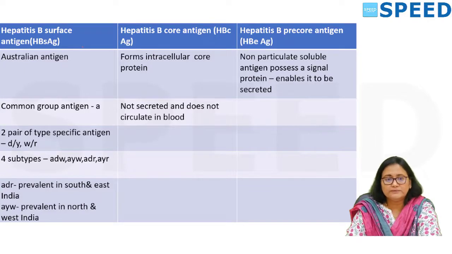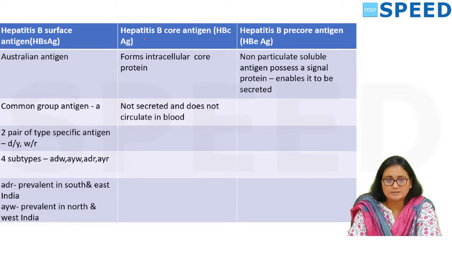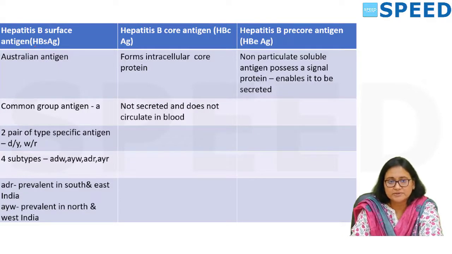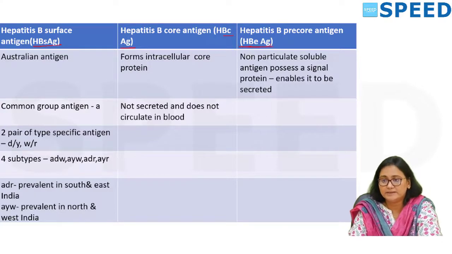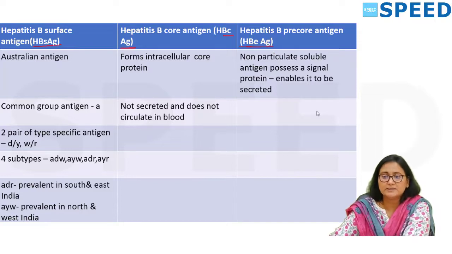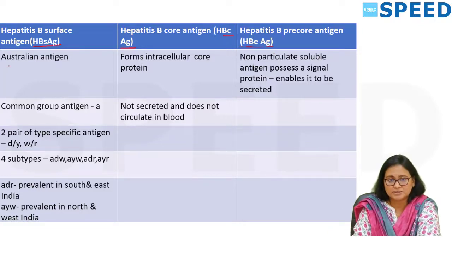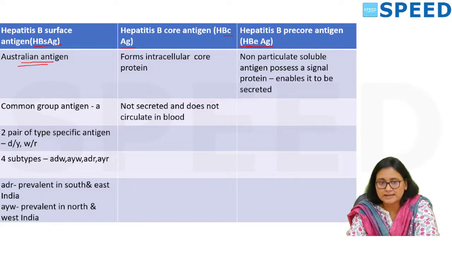So we'll see the features of different antigens which are present in hepatitis B virus. So you have surface antigen, which we say hepatitis B surface antigen. Core antigen, you have HBC antigen. Then pre-core antigen, which is also called hepatitis B envelope antigen. So this hepatitis B surface antigen is Australian antigen. We saw just now, it is also called Australian antigen.